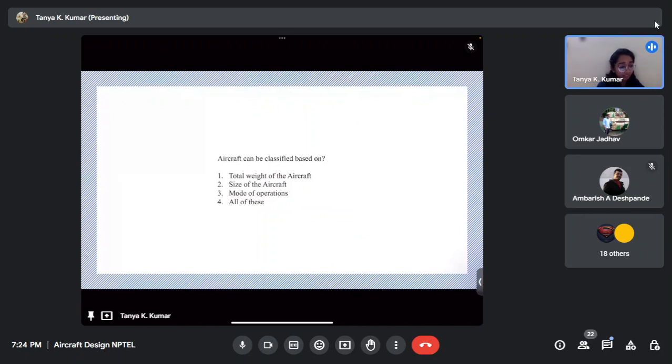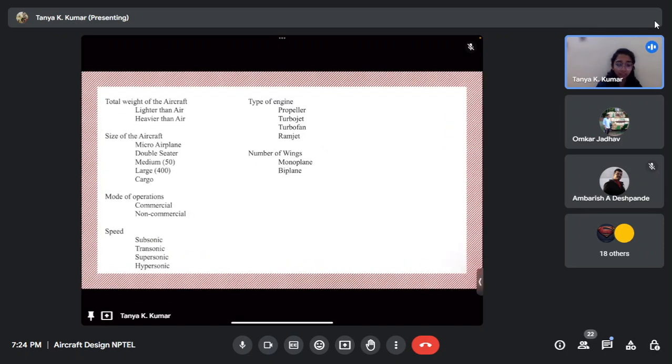Okay. Aircrafts can be classified based on. So there are several different ways in which we can classify an aircraft. So the answer would be all of these. You can classify aircrafts based on different criteria. So let's just go over some of the basic classifications.